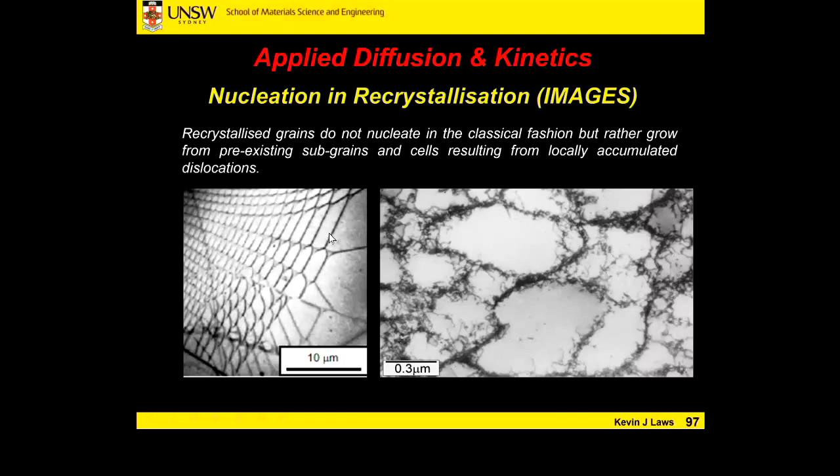With more deformation or with heat, some of these subcells, probably one of these ones here that's smaller, might orientate itself a little bit differently. With a bit of temperature, this might start to grow and consume the rest of these cells.